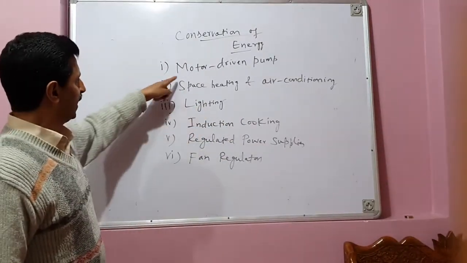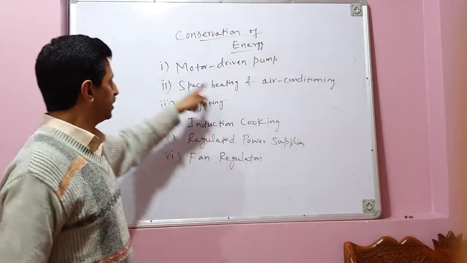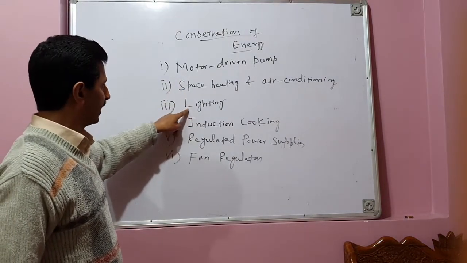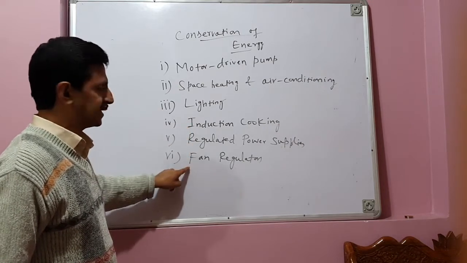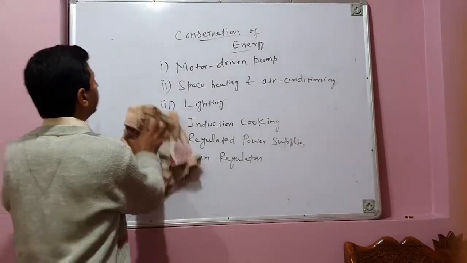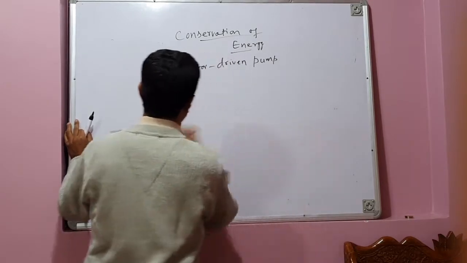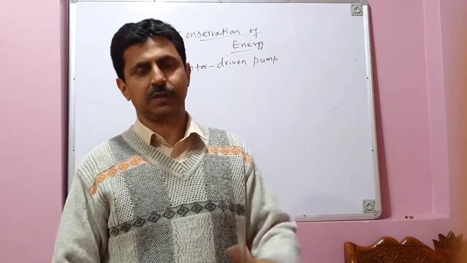First application where power electronics is used and it conserves the energy is motor-driven pumps. Second is space heating and air conditioning. Third is lighting. Fourth is induction cooking. Fifth is regulated power supplies. And sixth is fan regulators. Let me take the first application in today's lecture, explain how power electronics helps in energy conservation using this application, motor-driven pumps.